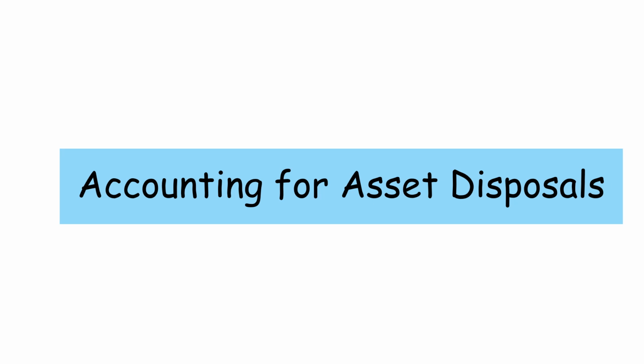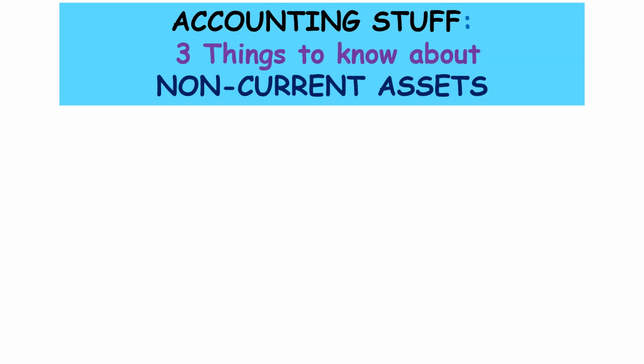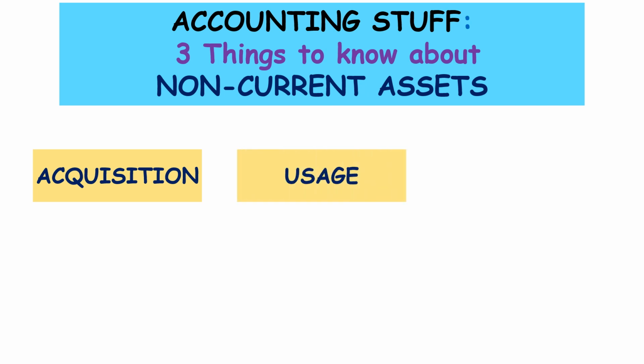In this video we are going to discuss accounting for asset disposals. There are three aspects of accounting when it comes to non-current assets. Number one, we need to know what the accounting is when an asset is purchased, that is the acquisition of the asset. We need to know accounting for the usage of the asset, and finally for the disposal of the asset when the asset is sold.